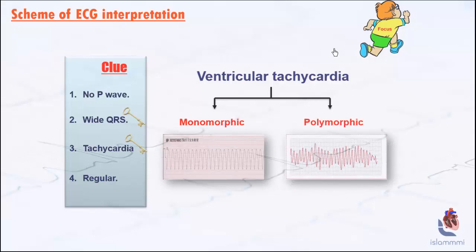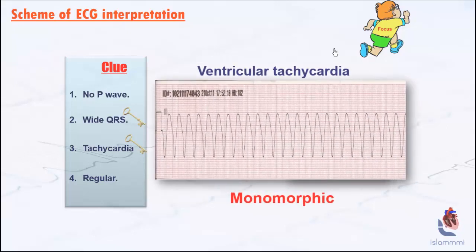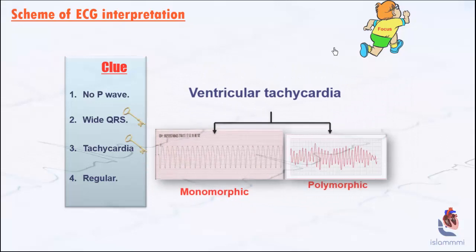So what do we mean with this? Monomorphic means that all QRS are quite the same shape. They have the same. So it's called mono. Mono means the same, morphic shape. Or it could be polymorphic, which is more dangerous.